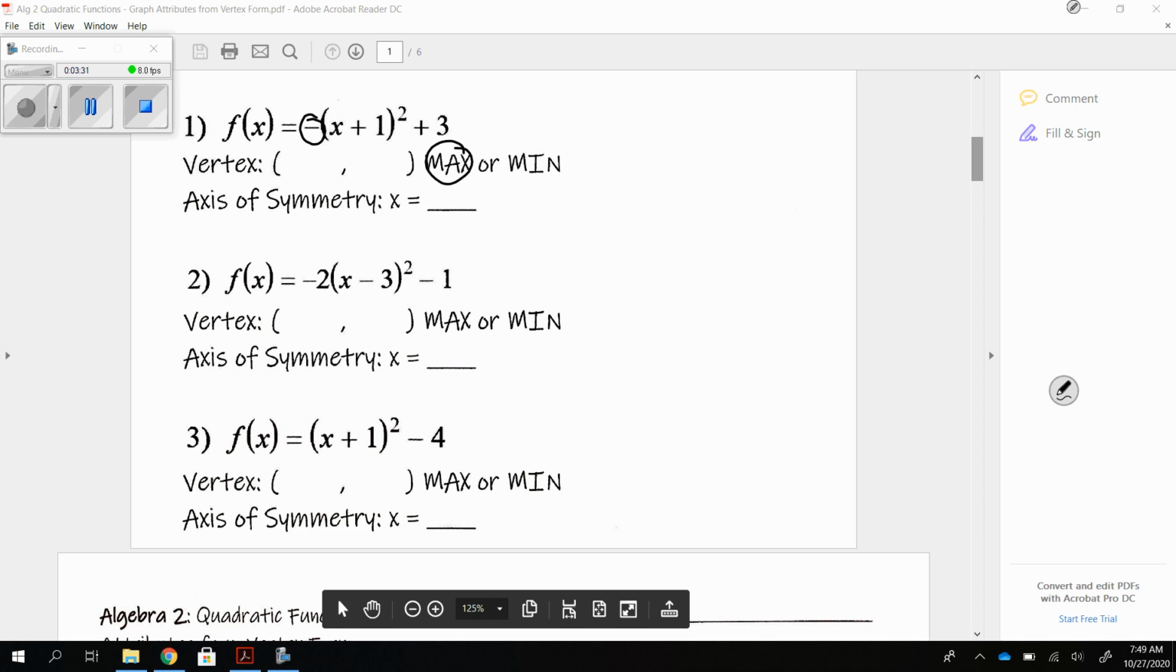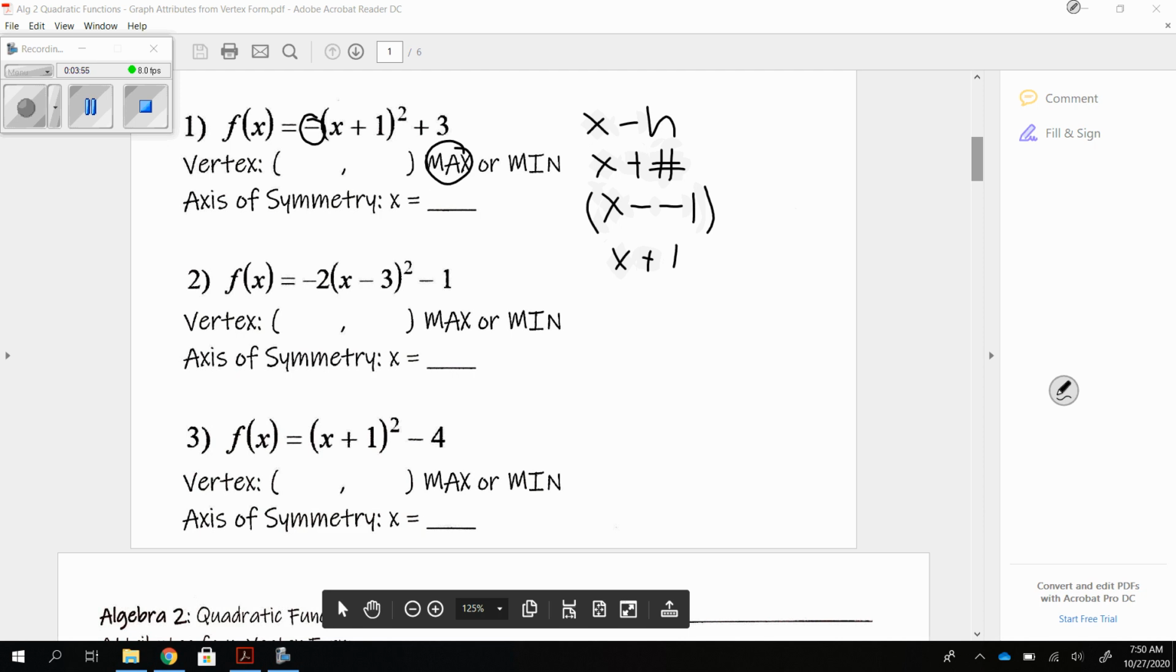Remember, in the original equation, it was x minus h. But here, we have x plus a number, which is 1. How do we get from minus to plus? Well, we have to do another negative. So x minus negative 1 is really how we got to x plus 1.